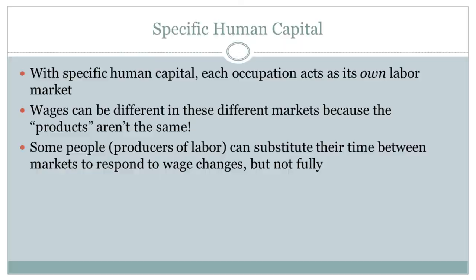So this human capital is really going to explain a big part of the wage in general, but also explain differences in wages between people. Because this means that each occupation is acting as its own labor market that people can't substitute between very easily. Right? It's going to take some time to switch from one labor market to the other, which means it's going to take some time to respond to wage changes in one market or another, which means that those differences in wages between occupations are going to last for quite a while.